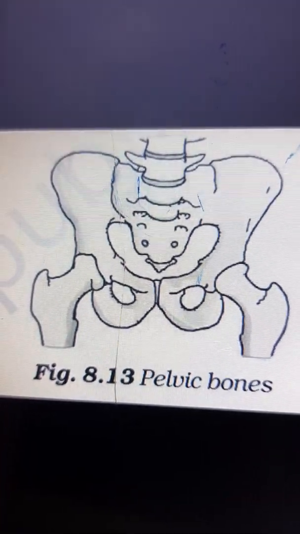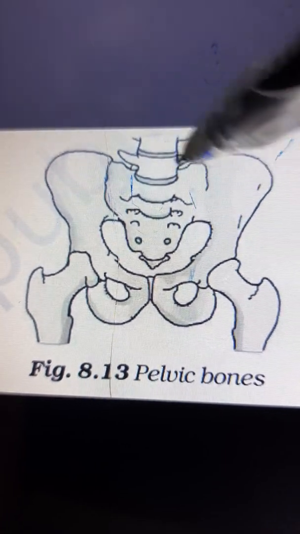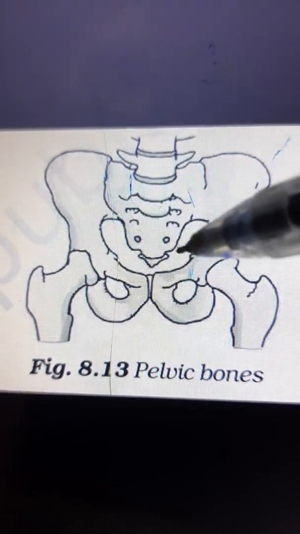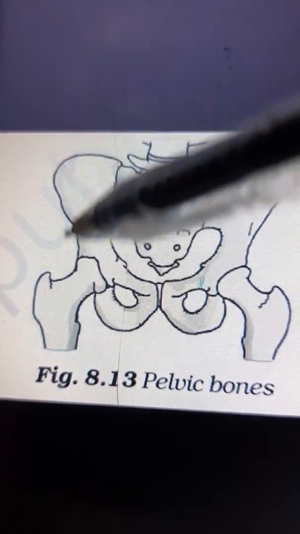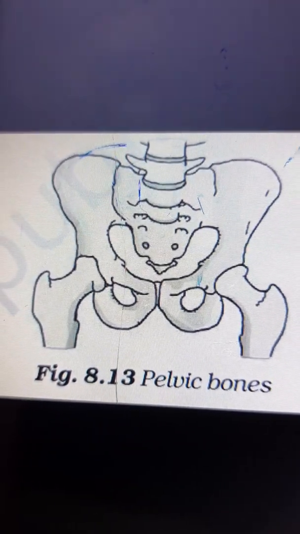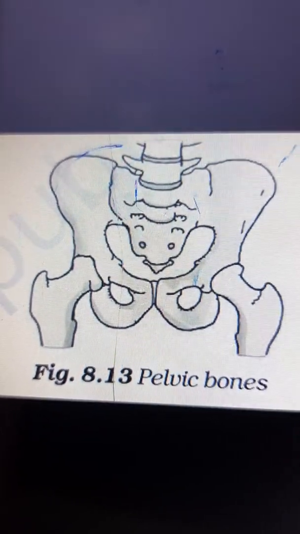Then we have the pelvic bones here, pelvic bones. So here, this is the part on which we sit, okay. This is the part that makes us sit, isn't it? Yes. So these sort of bones are known as the pelvic bones. So pelvic bones are here just below the stomach.